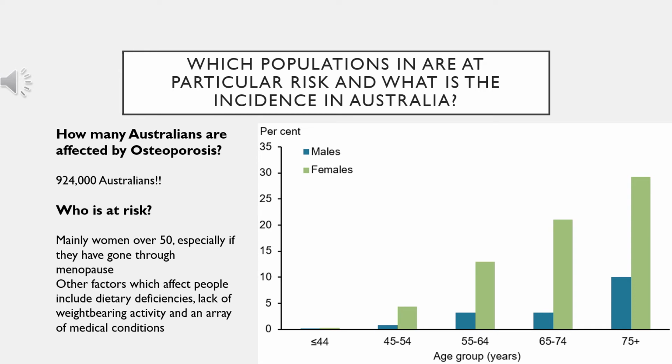According to the Australian Bureau of Statistics, 924,000 Australians have osteoporosis. Osteoporosis starts to affect mainly women over the age of 50 who are postmenopausal. This drop in estrogen leads to high rates of bone resorption compared to bone formation. While osteoporosis does also affect men, it is much less likely. Other factors which may cause osteoporosis include low vitamin C intake, low vitamin D levels, being over or underweight, lack of weight-bearing physical activity, and an array of medical conditions such as cancers, liver and kidney disease.